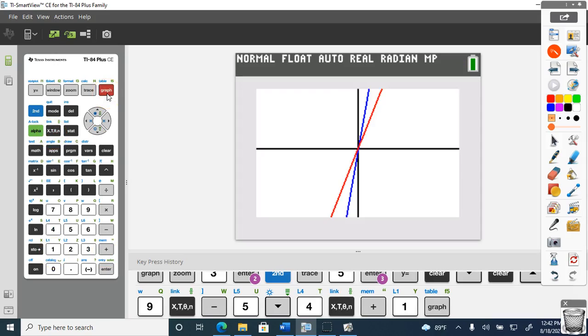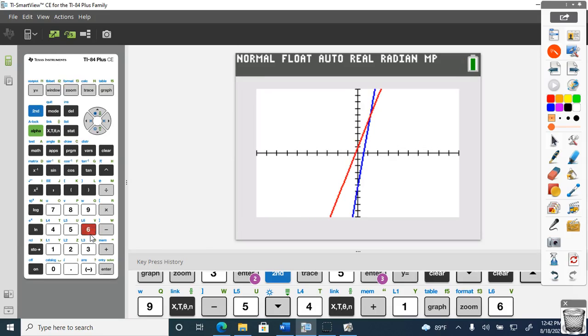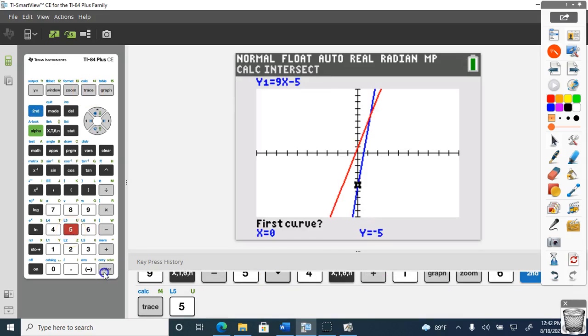All right. Now, on that one, I can zoom into my normal one. And now I can see that they're intersecting. So you just hit zoom standard, or number 6. One more time, hit second trace, number 5, enter, enter, enter, and x equals what? 1.2. Don't let getting a decimal or fraction scare you. It is okay if you do. Everybody good?